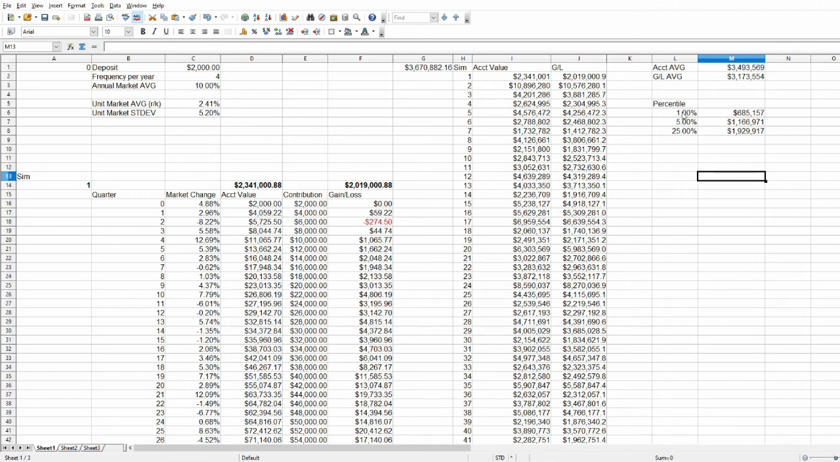simulations, 1% of the time, I'm going to make $685,000 or less. And that's profit. Remember, we're looking at column J, profit. So what this is telling me is 99% of the time, I'm going to make at least $685,000. 5% of the time, I'm going to make $1.2 million or less, which means that 95% of the time, I'm going to make more than that.